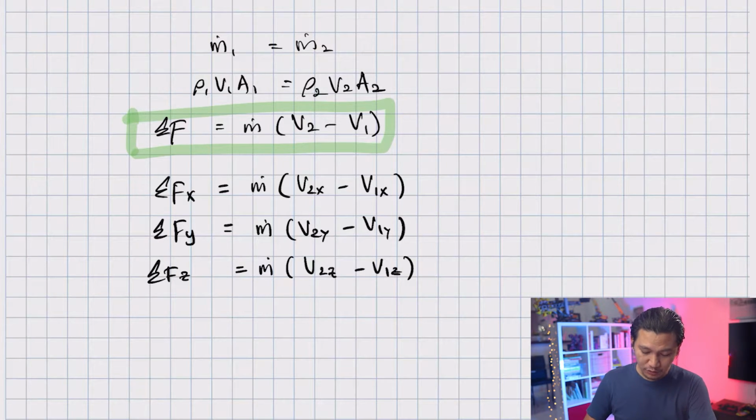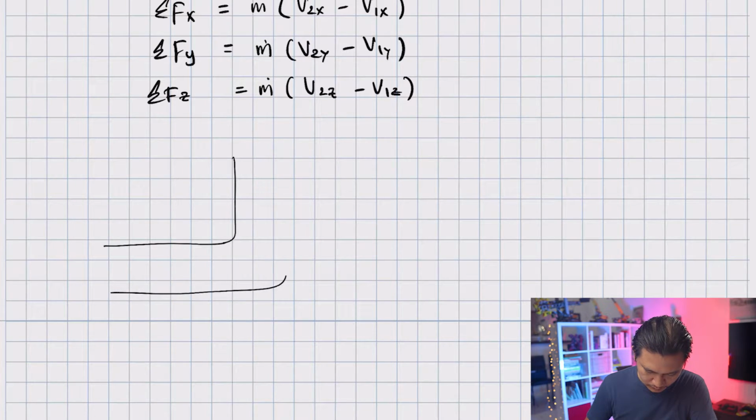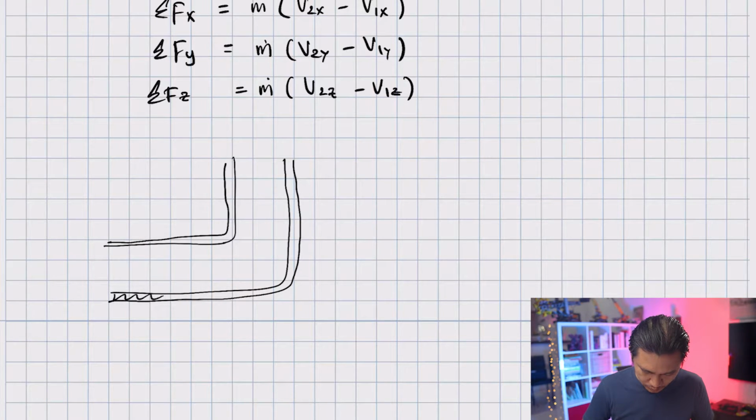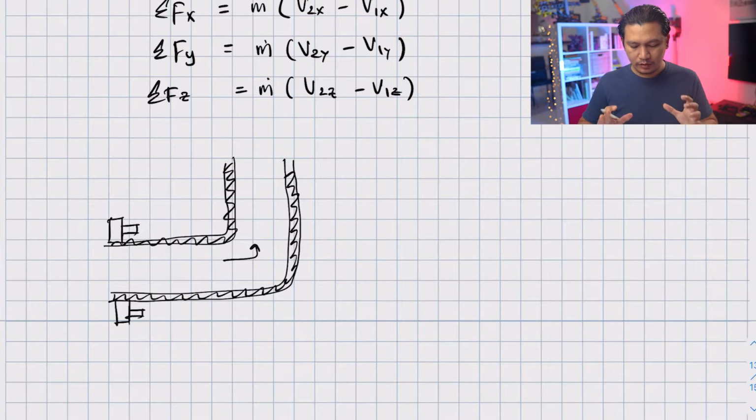Now let's see how this equation works. First of all, if you have a flow inside a pipe, let's say that the pipe looks something like this. And this is the wall of the pipe. And this pipe has a flange which is connected to another pipe by these bolts, and the flow goes in this direction. So what are the forces that are involved in this pipe?